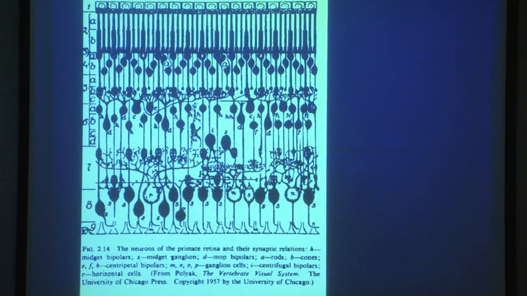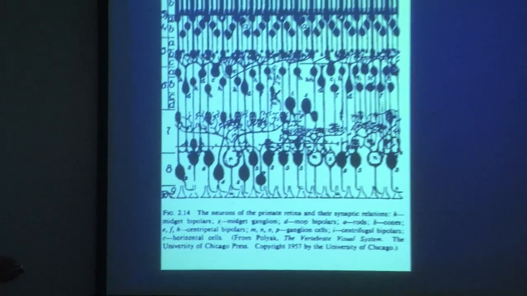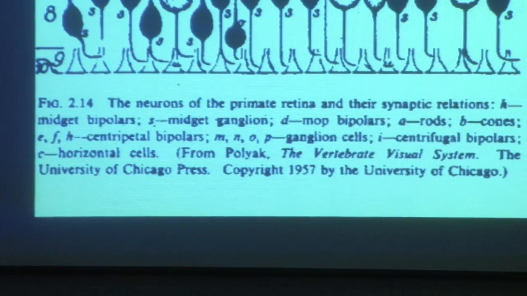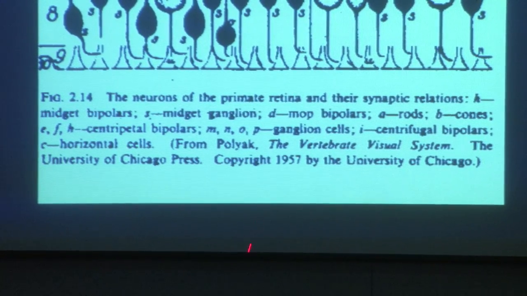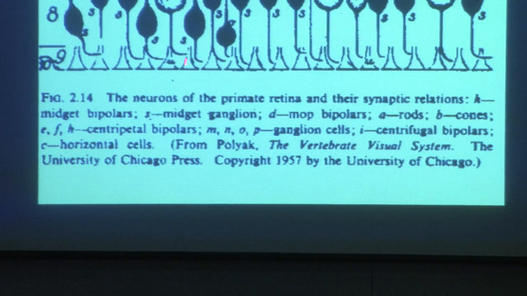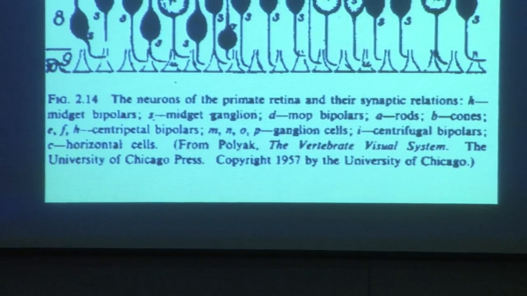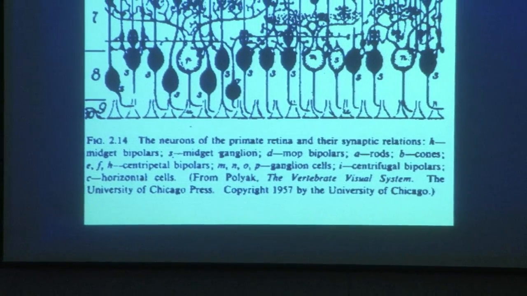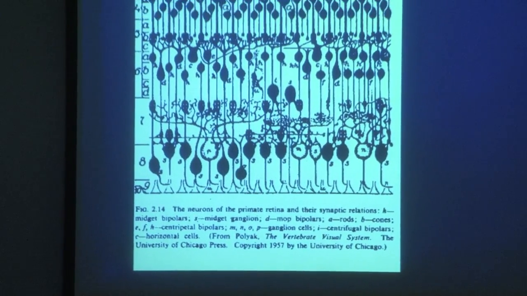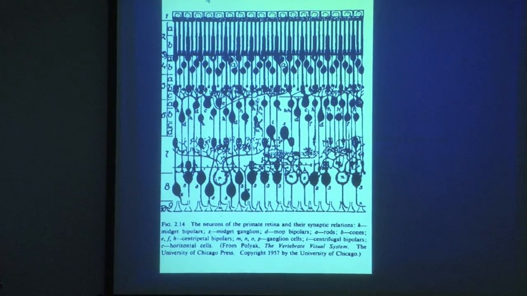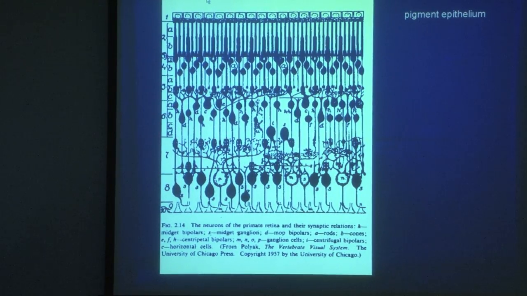And let me first of all point out to you, I have reversed the image here to have it right side up. The light actually comes in from the bottom, goes through all these cells until it hits the photoreceptors. Here are the photoreceptors, and at the closest point to the eye, what we have is called the pigment epithelium.